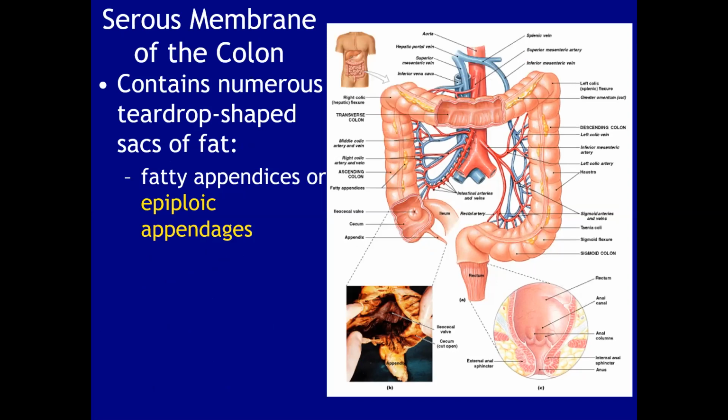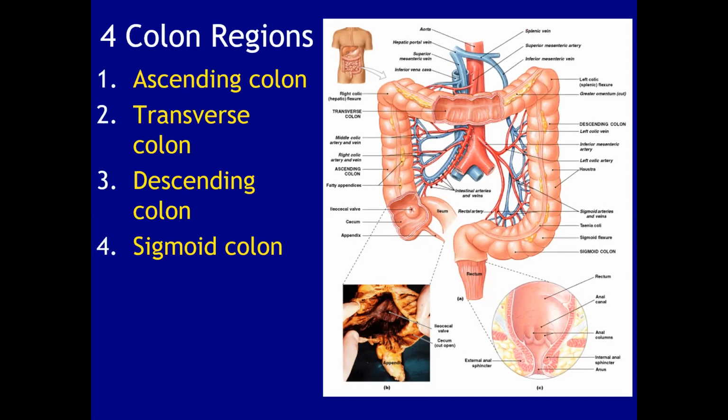So there's a serous membrane of the colon. It has these drops of fat. Here is the cutaway of the serous membrane, and here are the drops of fat. They're called epiploic appendages. There are 4 regions to the colon. We have the ascending colon, the transverse colon, the descending colon, and then we get to the sigmoid colon.